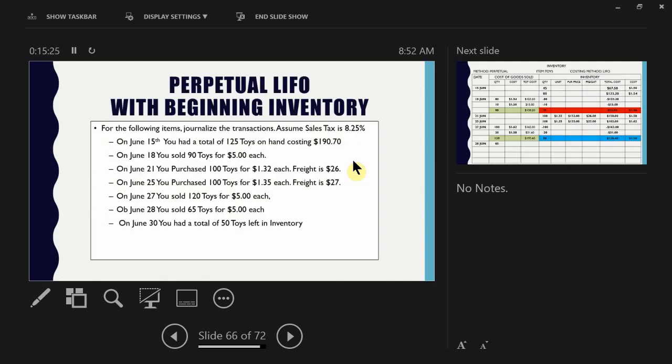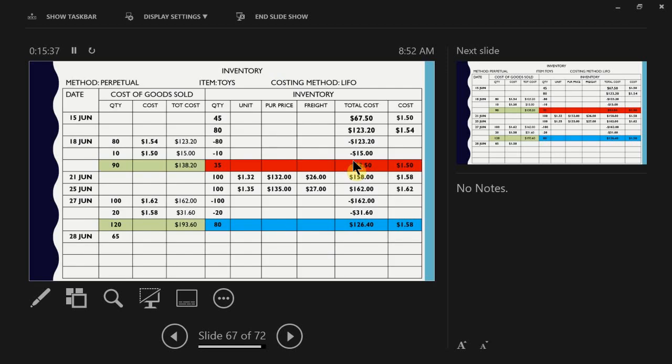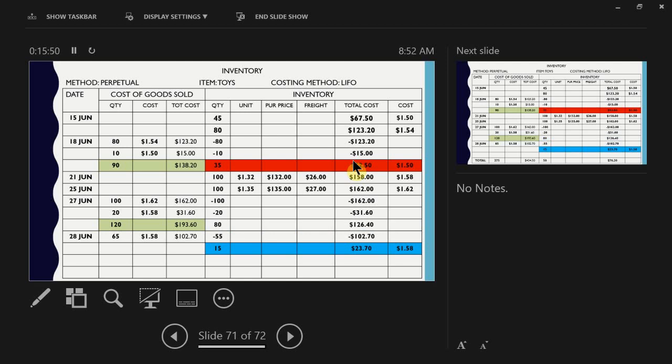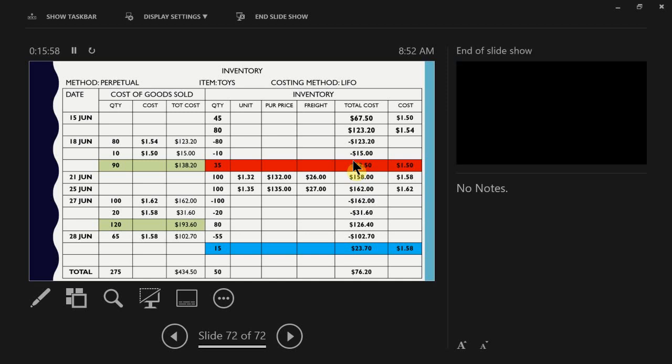And then it says on June 28th, you sold an additional 65 toys. And then, of course, on June 30th, you had a total of 50 toys. So here, because I have 80 left remaining in my blue batch, all I have to take is 65. So pretty straightforward. We're going to subtract out that 65, giving us a remainder of 15 in my blue batch. 15 plus 35 from my red batch gives me a grand total of 50 items at the end of the day. And of course, I totaled up my cost of goods sold for inventory purposes. So now instead of starting from the top, we're starting from the bottom. And every time we make a purchase, you're going to constantly start from the bottom again, over and over again. Okay? Any questions in regards to LIFO?